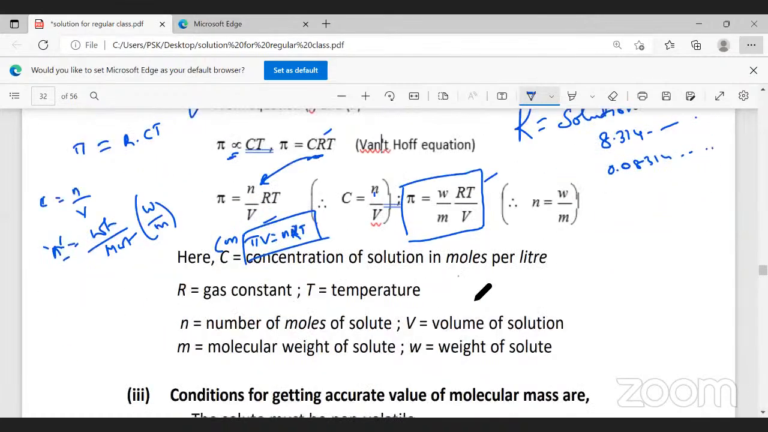C is called the concentration of the solution in moles per liter. R is a solution constant here. You should not mention it as gas constant. Solution constant, but it has the same value as gas constant. n stands for number of moles of solute. V is the volume of the solution. M is the molecular mass of the solute. W is the weight of solute. Based on this, you can work out some of the problems later today.